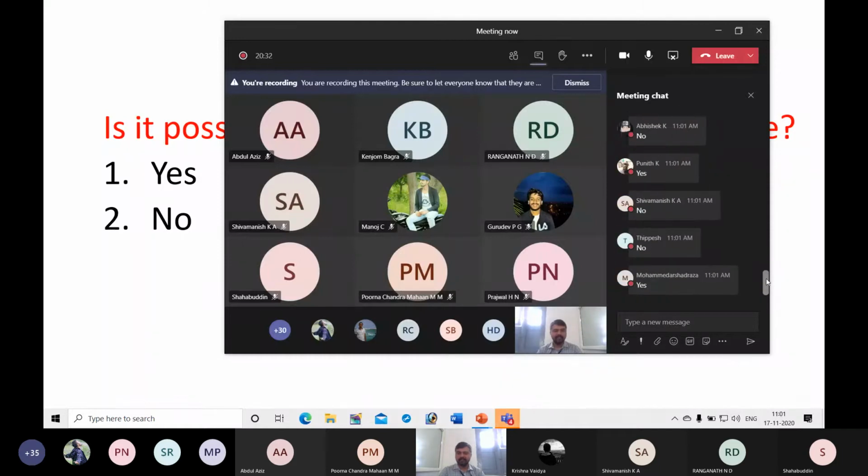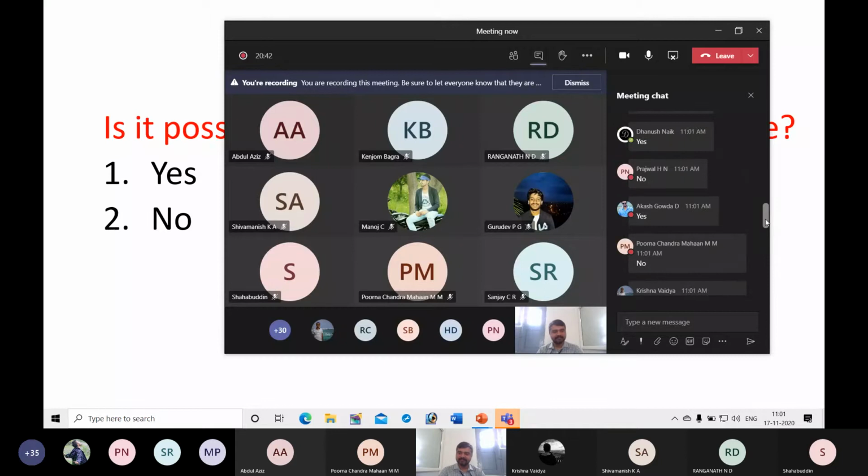Okay, so there are mixed responses. Some are saying yes and some are saying no. Dhanush Naik, how is it possible? How is it possible to get two components exactly alike? By designing, sir. By designing. So it is about production.